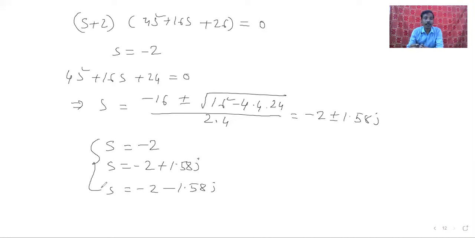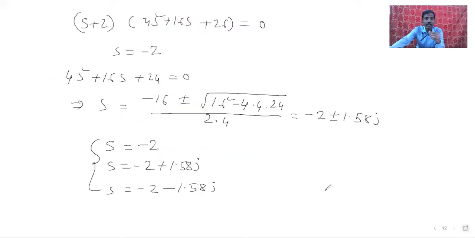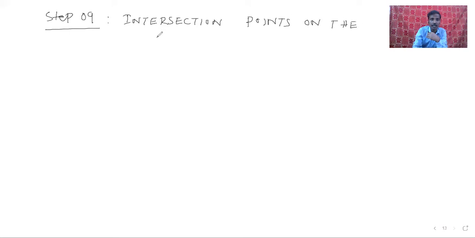So next, calculate the intersection point on the imaginary axis. This is step number 9. Step 9, intersection point on the imaginary axis, on the j omega axis.